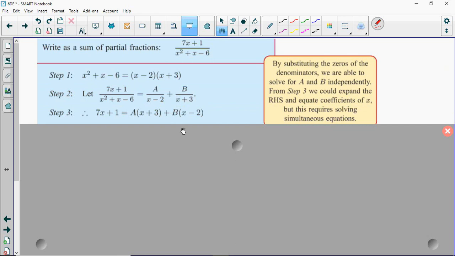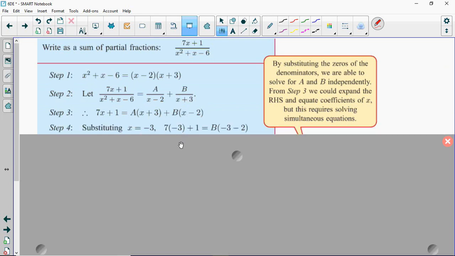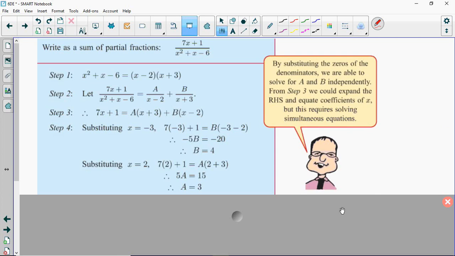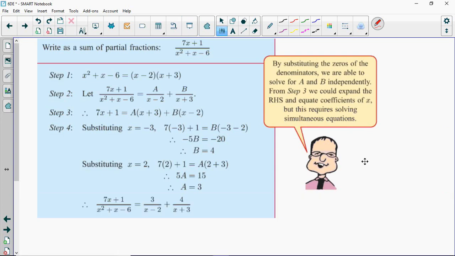We're going to set up two cases. We're going to substitute in x equals negative 3, and we'll substitute in x equals 2. When we put in negative 3 and then 2, it cancels out one of the terms, so we don't even need to worry about it. We quickly find out what b and what a are, and that gives us our partial fraction decomposition for this function.